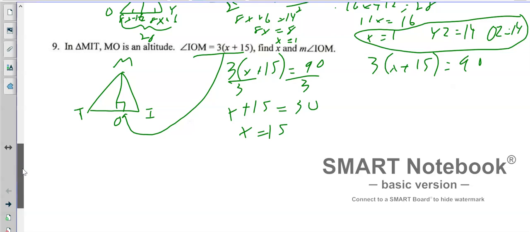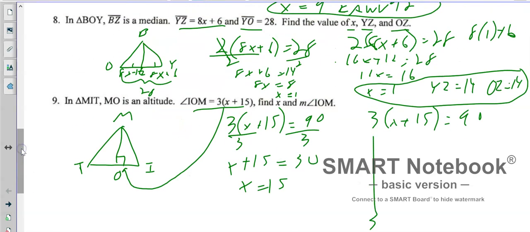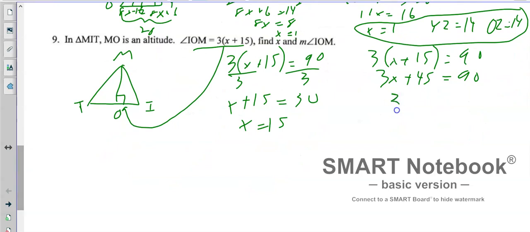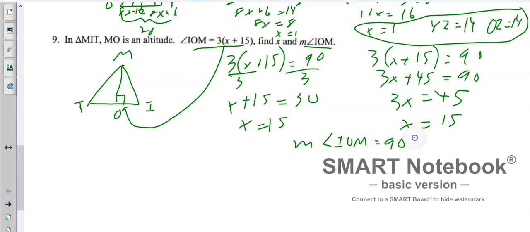And subtract and get 25. Or I can distribute and get, that was weird, 3x, let me erase that, 3x plus 45 equals 90. Subtract 45, 3x equals 45. And then divide by 3, and x is 15. Either way. It also says find IOM. Well, that's easy. IOM was kind of given to us, sort of. IOM is 90 degrees.